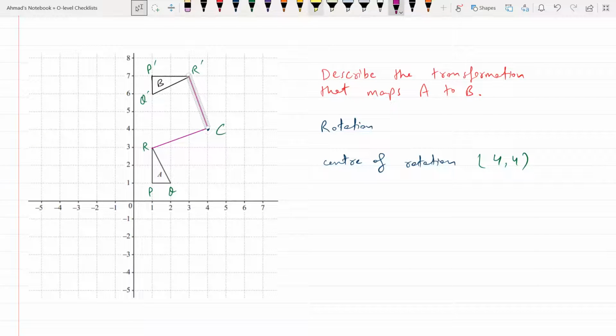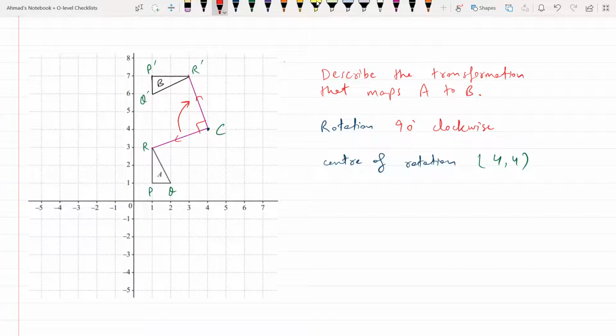Now look, what was the original object? Original object was this one, this A. That was the original object. This object rotated and went up. R is going to R dash here. So you can see here it's a 90 degrees rotation, and it's clockwise. So it's a 90 degrees clockwise rotation.